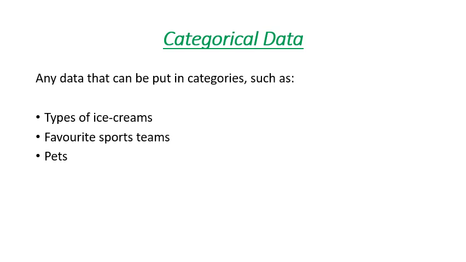Now, obviously, this is any type of data that can be put into categories, and I've got some examples here on the screen. So the types of ice creams, favorite sports teams, or pets. You may be looking at those different things. But basically, categorical data is anything that has a word associated to it or can be put into a group or a category.